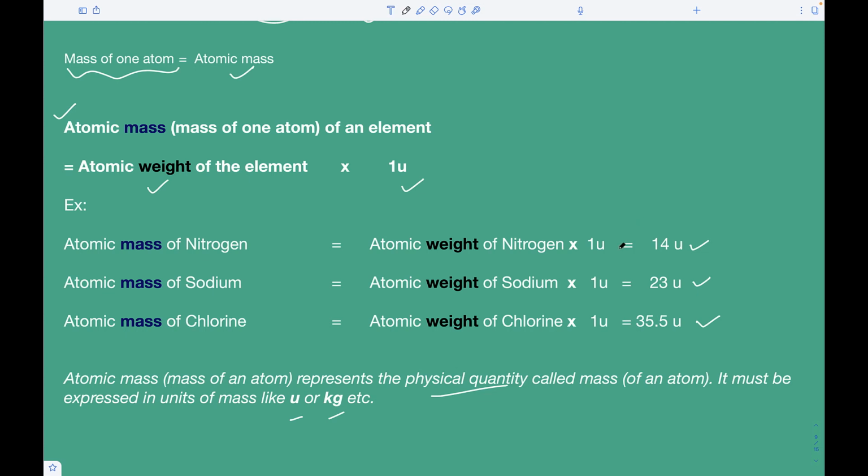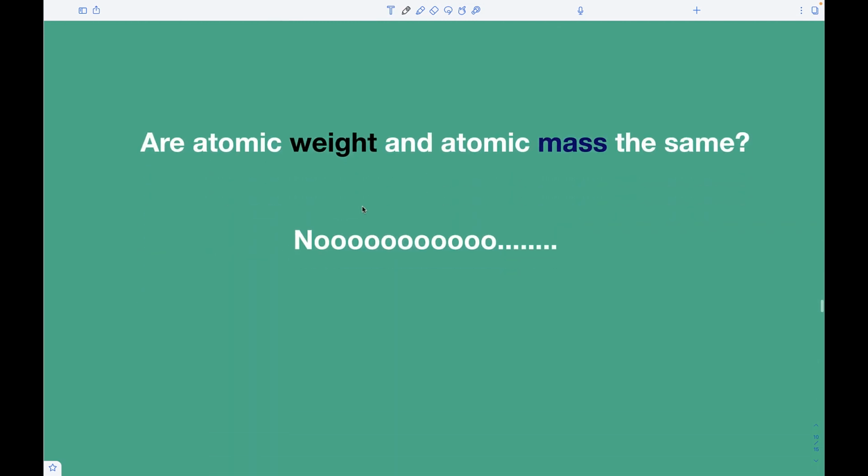Now, what is our answer to the question, are atomic weight and atomic mass the same? The answer is no, they are not the same. Atomic weight is a dimensionless number that tells the number of times one atom of an element is heavier than the chosen reference. Whereas atomic mass, that is mass of one atom, represents the physical quantity called mass, expressed in units of mass like u or kg, etc.